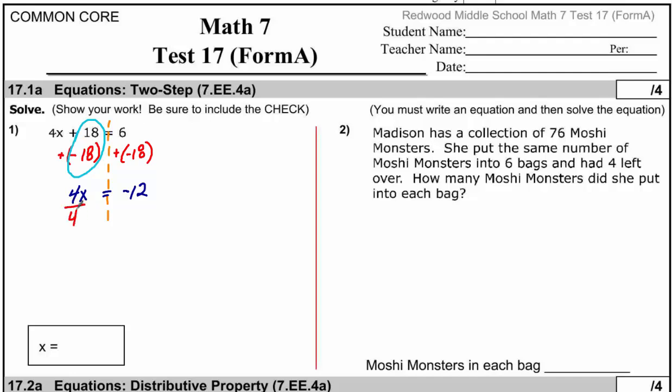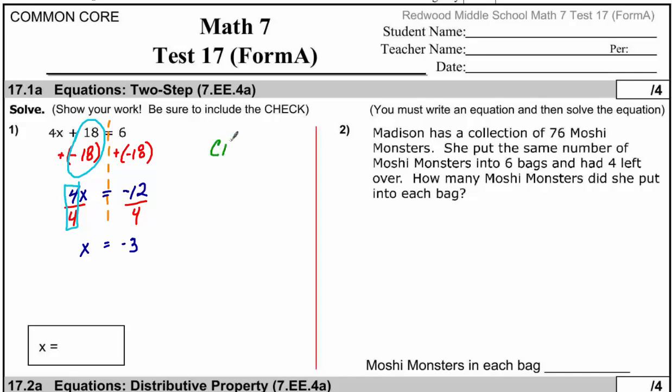Last step, go ahead and divide each side by 4. That 4 is the coefficient. It's the thing that makes this a big 1. 1 times x is x, and negative 12 divided by positive 4 is negative 3.